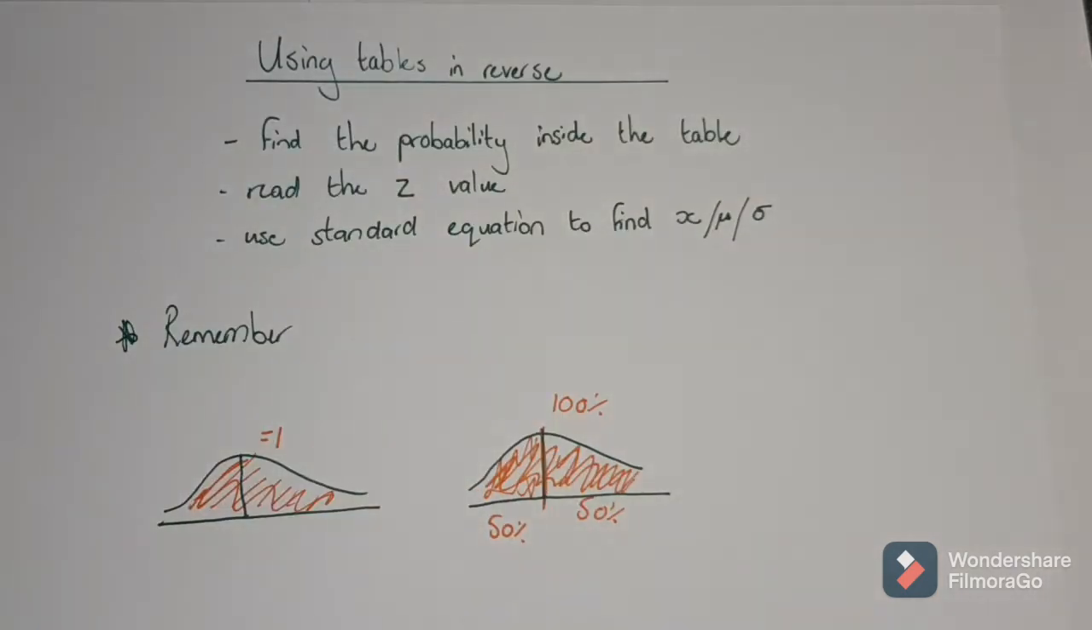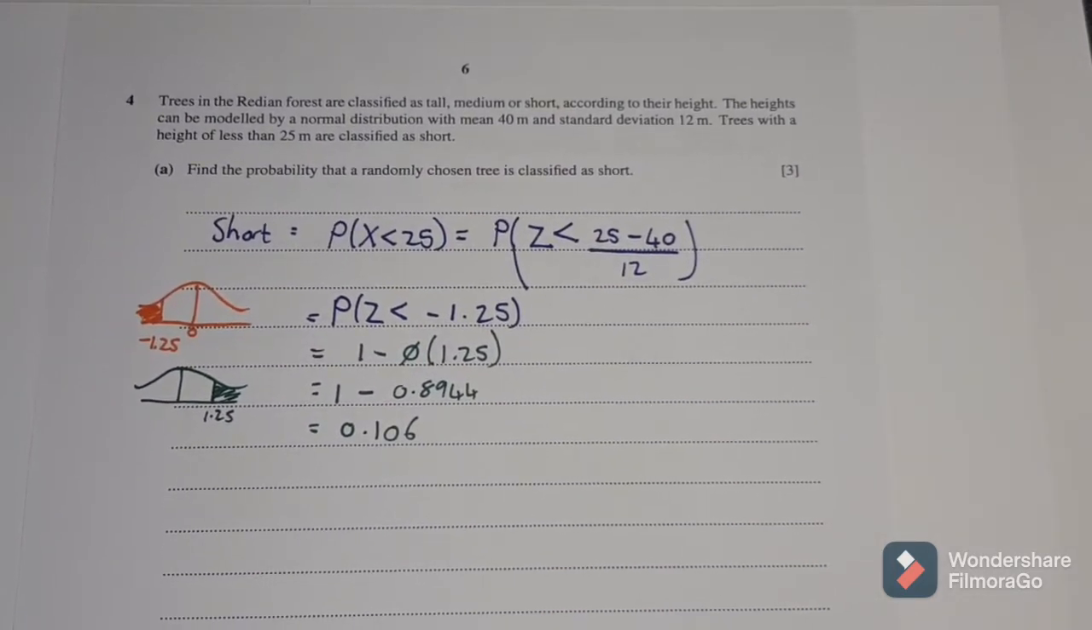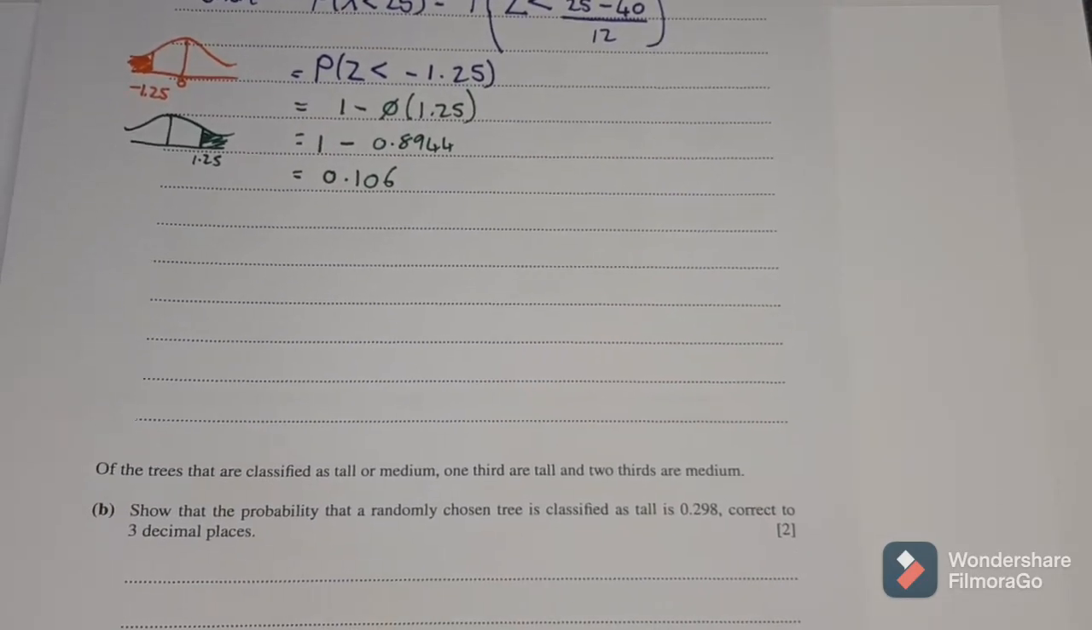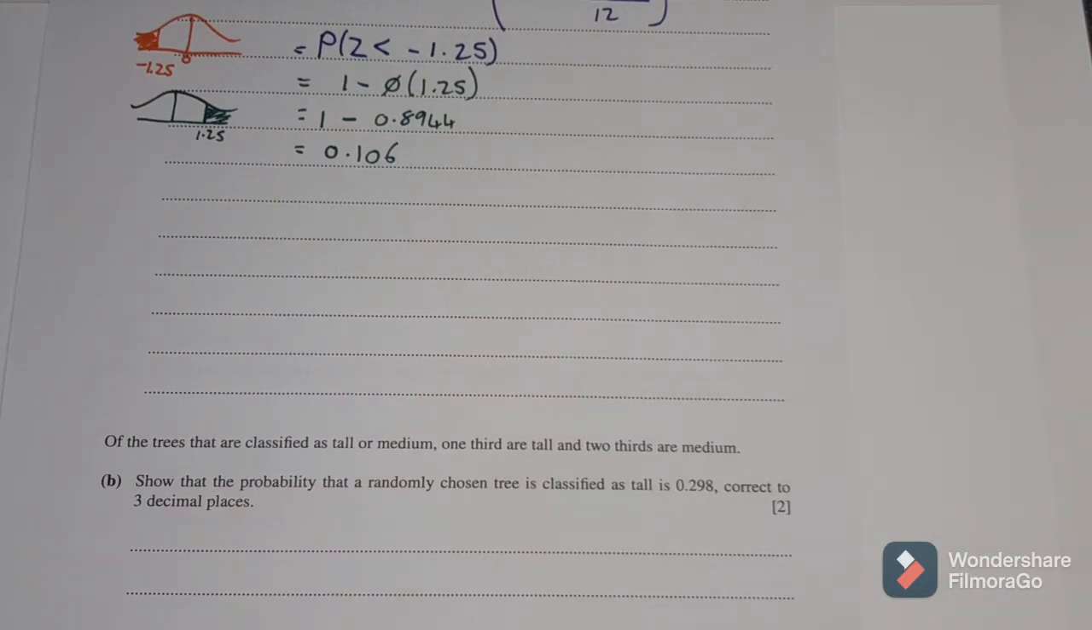Okay, so then another example. Before I looked at the trees and I calculated the probability of getting a short tree. Now I'm told that of the trees classified as tall or medium, 1/3 are tall and 2/3 are medium, and then you had to show the probability that the randomly chosen tree was classified as tall, corrected to 3 decimal places.